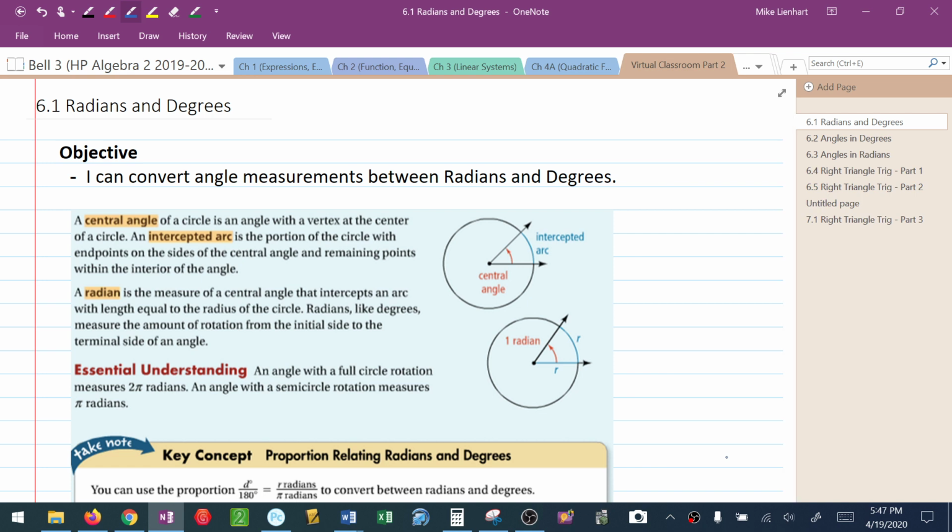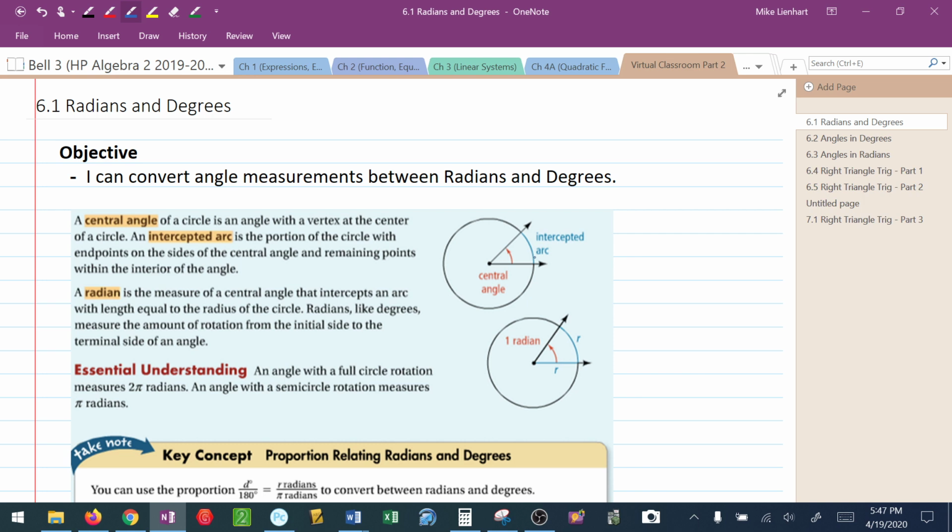Now, back in geometry, we learned this idea that a central angle, remember that's an angle whose vertex is at the center of the circle, is equal to its intercepted arc. And we talked in geometry about degrees. So for instance, if the central angle here was 45 degrees, then this arc would also be 45 degrees. And that's one way to measure the length of an arc, but that's in a unit that is called degrees, just like we know one trip all the way around the circle is 360 degrees.